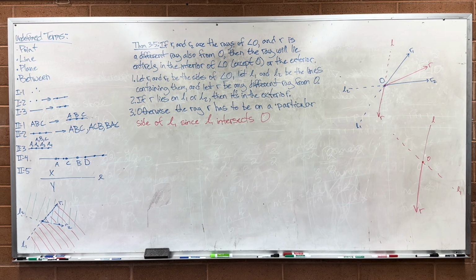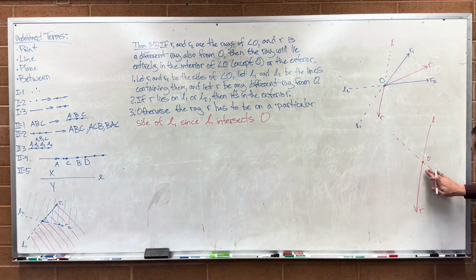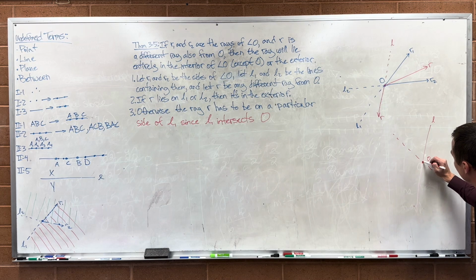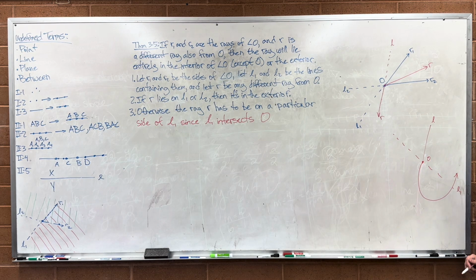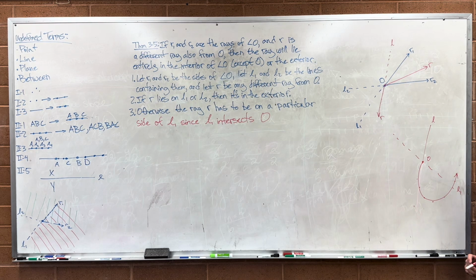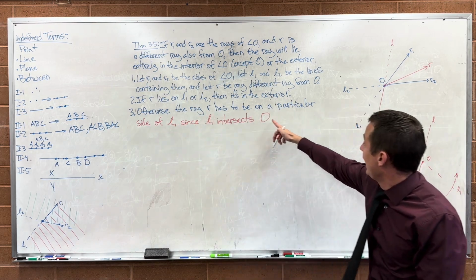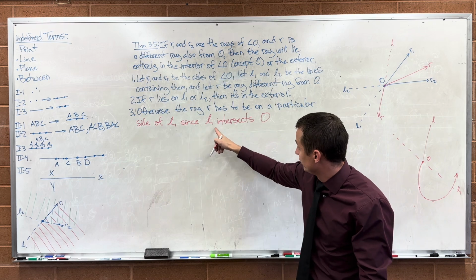Okay. Now maybe R happened to be up here, but no matter what, R is on a particular side of L1. And whatever side, the important point here is that R can't somehow go like this. I can't have some of my points on one side of L1 and some of my points on the other side of L1. That's not how it works. If some of my points are on one side of L1, all of my points are on that side of L1. Right? Right. So the ray R has to be on a particular side of L1, since L1 intersects O.